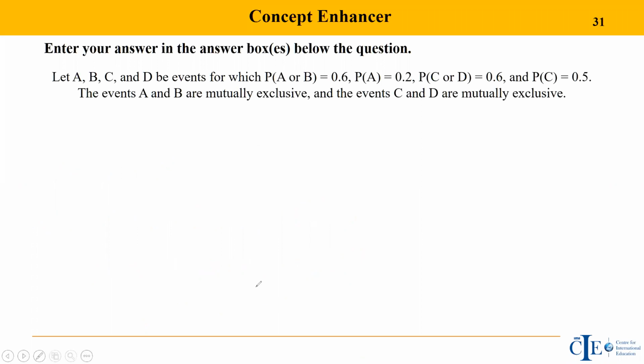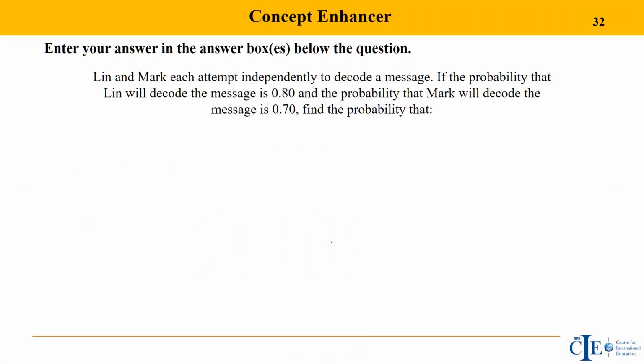Similarly, if you have to find P of D, again C union D, C and D are mutually exclusive, so C intersection D is 0. So 0.6 minus 0.5, 0.1, right? That would be the answer. Perfect. So it's 0.1. That's the same. Okay, check this.